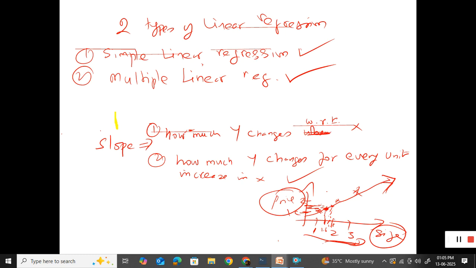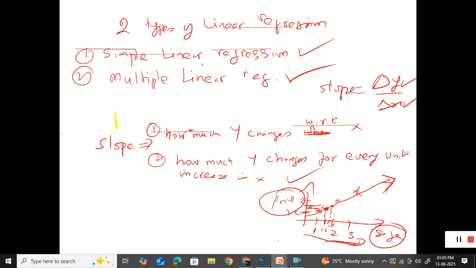Got it? In this case, the slope helps us understand how much the housing price is going to change when the value of x, the square feet, increases. That is what slope is all about. We use the notation delta y divided by delta x: how much y is going to change when x changes. This is called your slope.